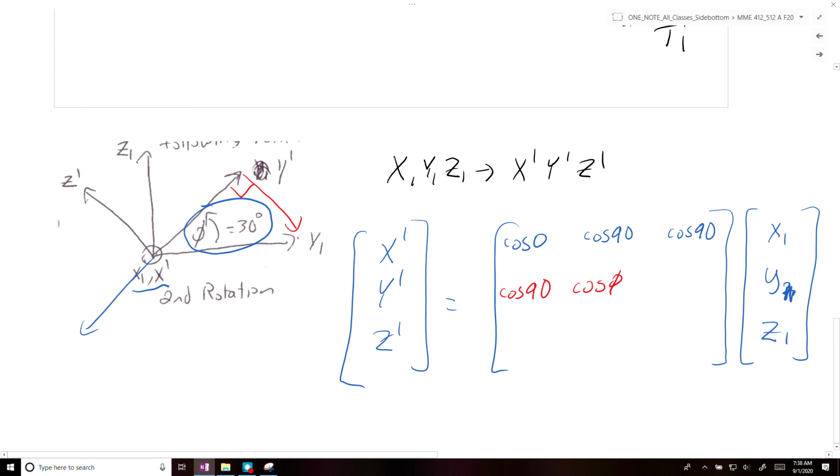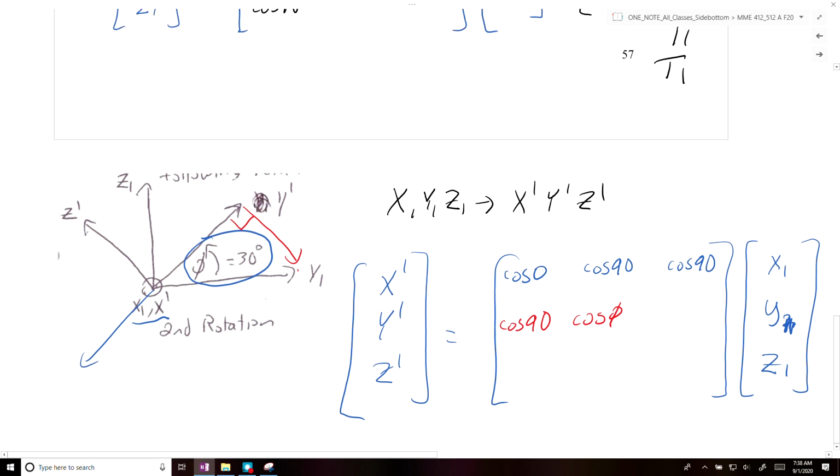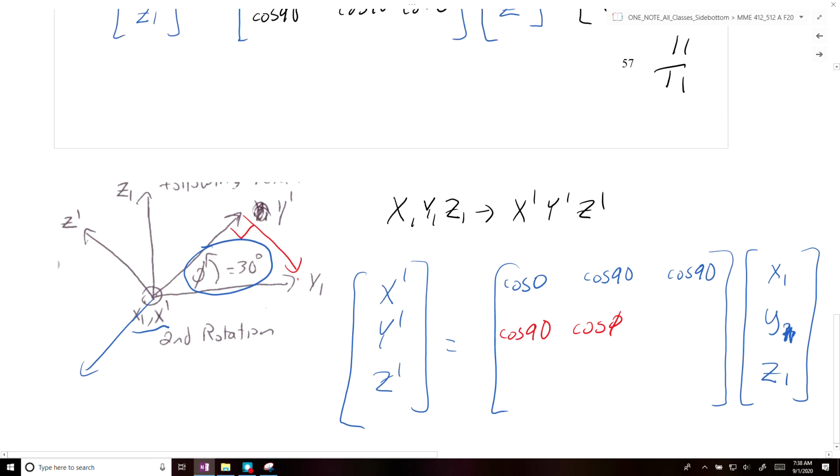Then for our second one, the projection of z1 onto y prime, we can draw our additional triangle here. That would be equal to the cosine of 90 minus phi. All right, so for our last case, we have the projection of x1, y1, and z1 onto z prime.